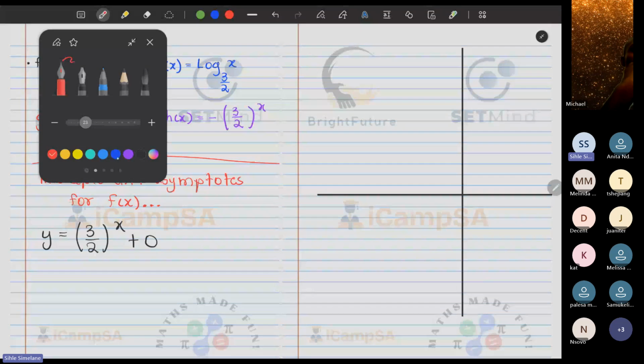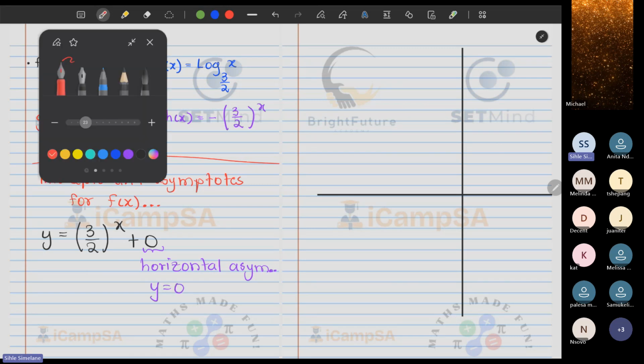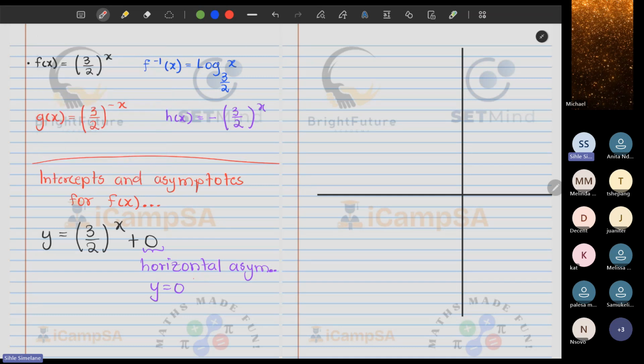And we know that our exponential functions have a horizontal asymptote. So this here becomes our horizontal asymptote. That means we have y equals 0. The y equals 0 means it's a line that we can't touch. And remember, the y equals 0 line is the x-axis. That is where y equals 0.